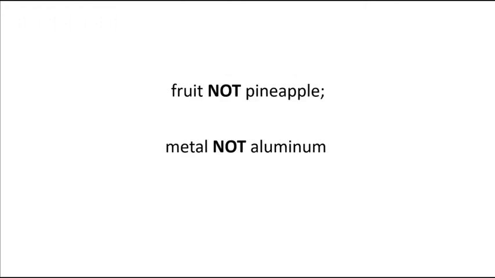The Boolean operator not placed in between words will tell the system to include documents containing the word before the Boolean not, but exclude documents containing the word after the Boolean not. For example, include all documents containing fruit, but exclude documents that have pineapple. And the second example, to include documents talking about metal, but exclude those documents containing aluminum.